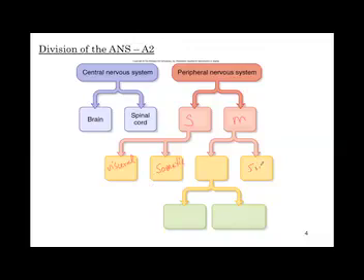We have the somatic motor pathway. And we also have the autonomic or visceral motor pathway. And of course, the autonomic pathway has two divisions, the sympathetic and the parasympathetic.